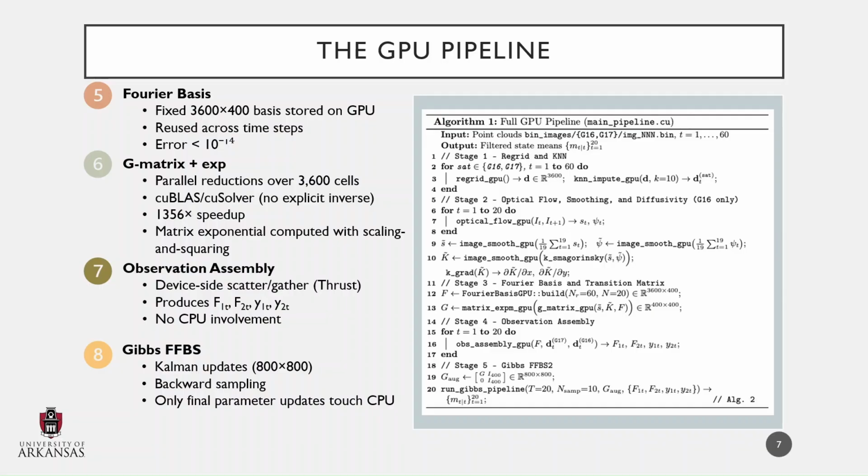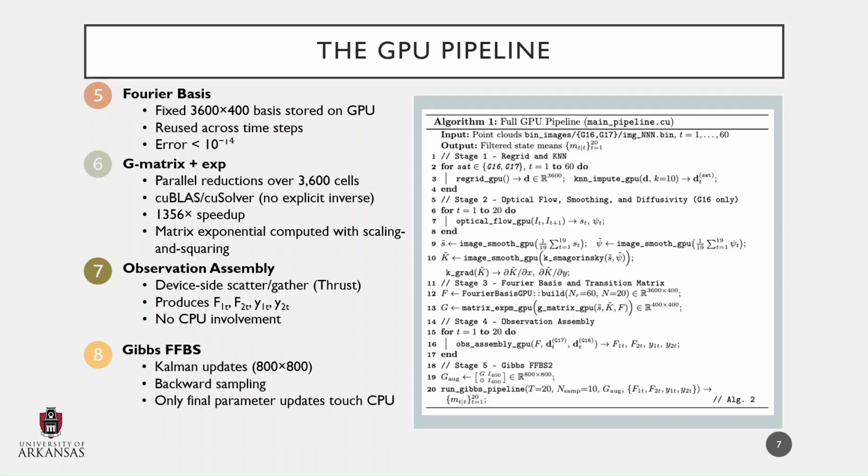Stage 6 is the G matrix and matrix exponential. This is the most computationally intensive stage. Computing the 400 by 400 transition matrix G as a matrix exponential of the physics operator, we use cuBLAS and cuSOLVER for parallel reductions over 3600 cells, avoiding any explicit matrix inversion. The matrix exponential itself is computed using the scaling and squaring algorithm. Despite its complexity, this stage achieves 1356 times speedup over R.